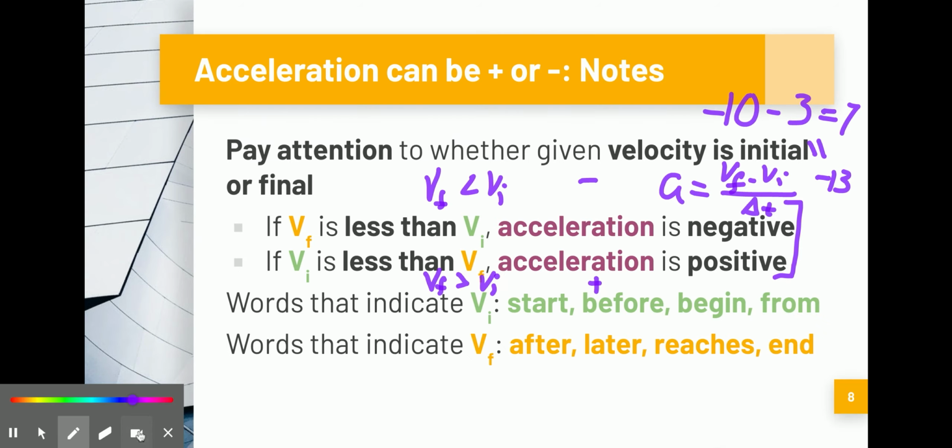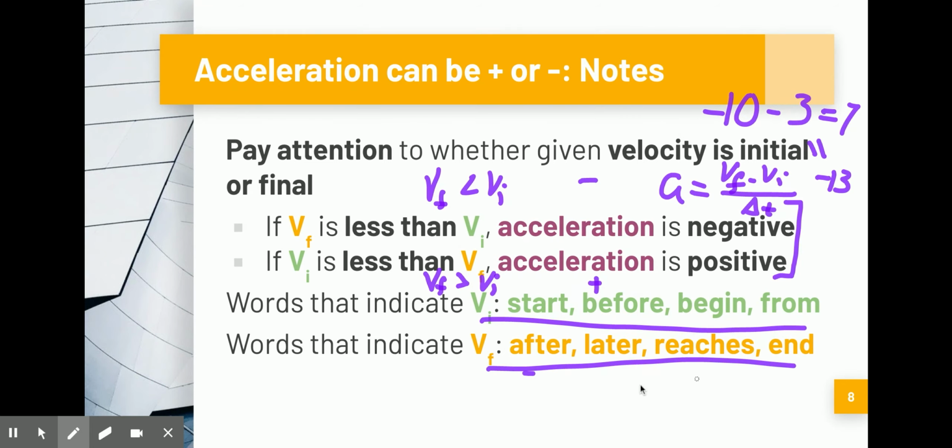I'm going to remove the camera so you could see these words. Maybe write these down just to keep a list for yourself. VI tends to be indicated by start, before, begin, from. VF tends to be shown by seeing the words after, later, reaches, end, things of that nature. Okay, so these are VF, and then these right here are VI.